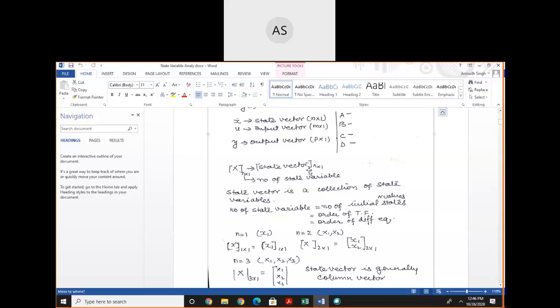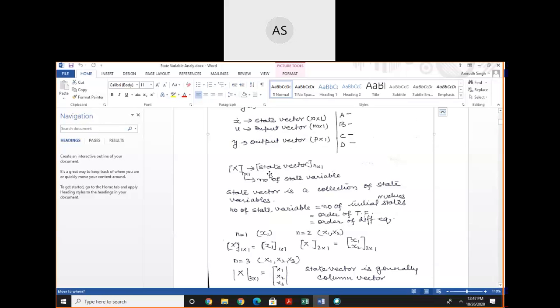X is a state vector, and the order of this state vector is n cross 1, where n is the number of state variables. State vector x is a collection of state variables. Input vector is a collection of input variables. Output vector is a collection of output variables. So in this case, x is a state vector, and this state vector is a collection of state variables.